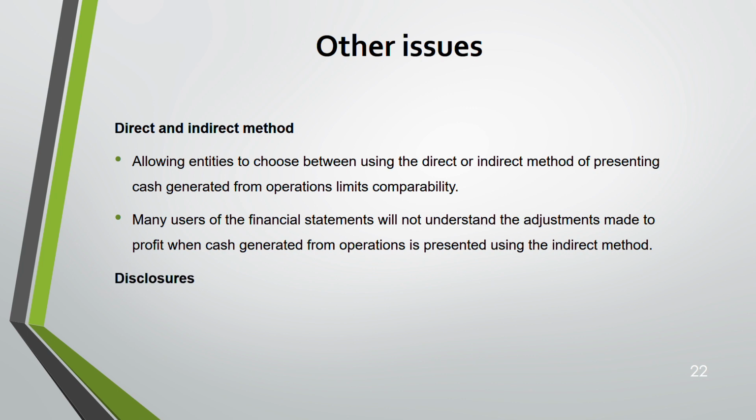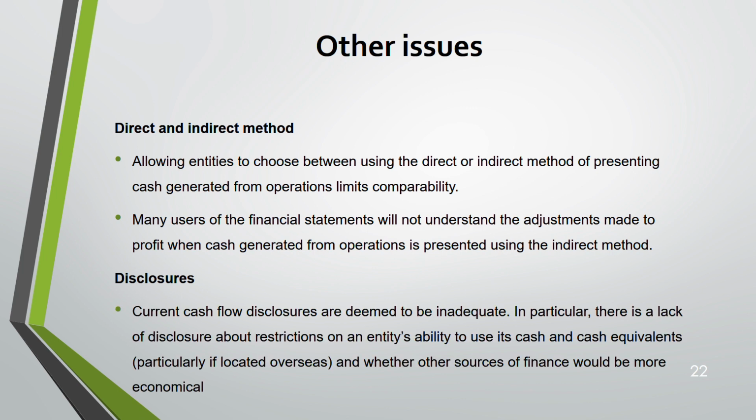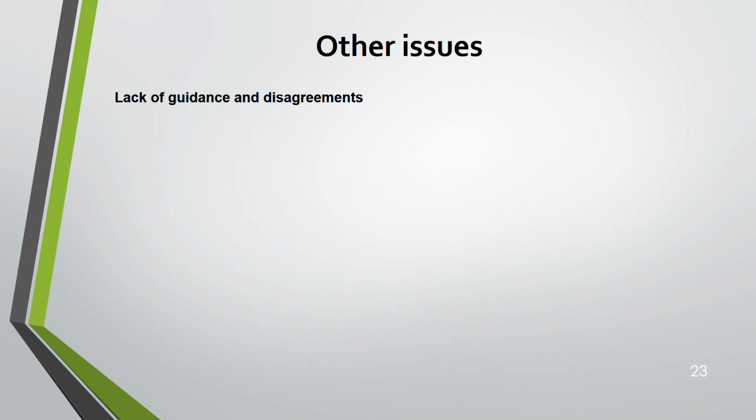And the next issue is the disclosure. Some current cash flow disclosures are not so adequate, and there's a lack of disclosure most of the time. What is the entity's ability to use its cash and cash equivalents, especially if it's overseas? And whether other sources of finance would be more economical or not, through disclosure no one understands that. Is it only the cash that you have to rely on, or do you have other sources? You cannot know. Then the third and last issue, lack of guidance and disagreement.